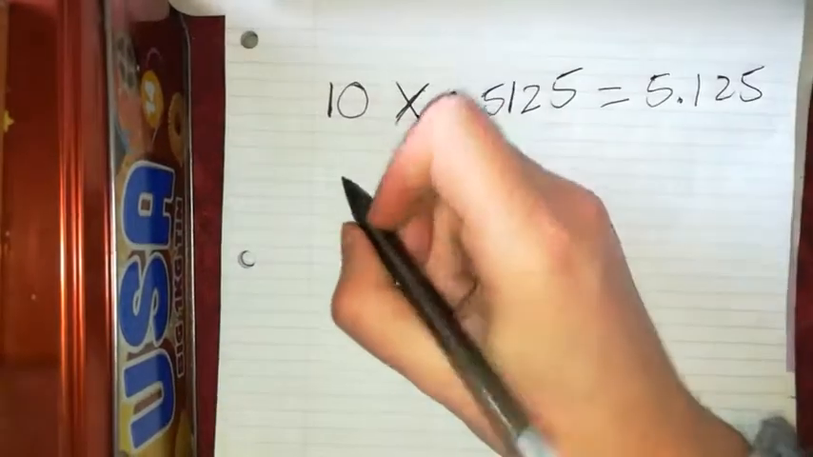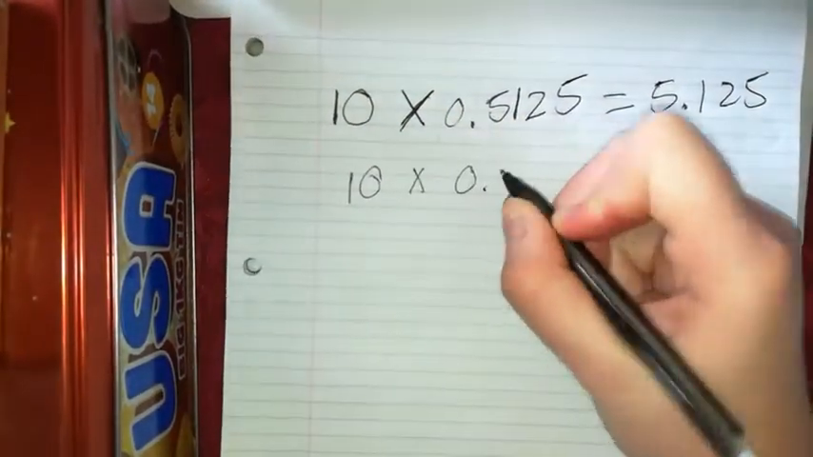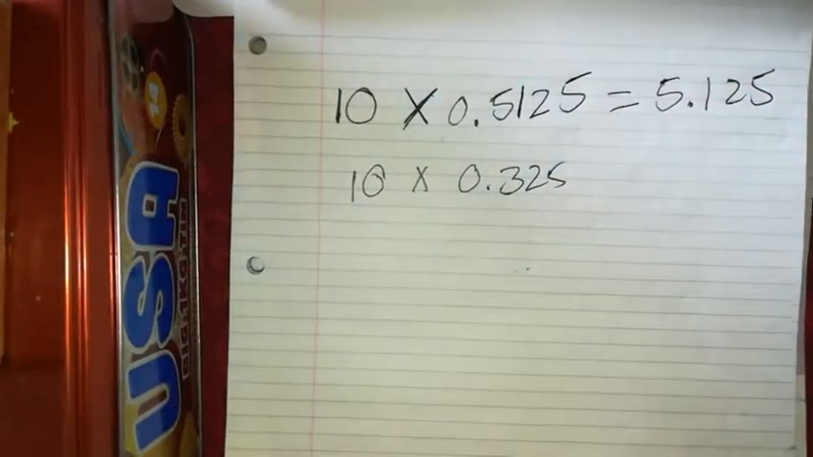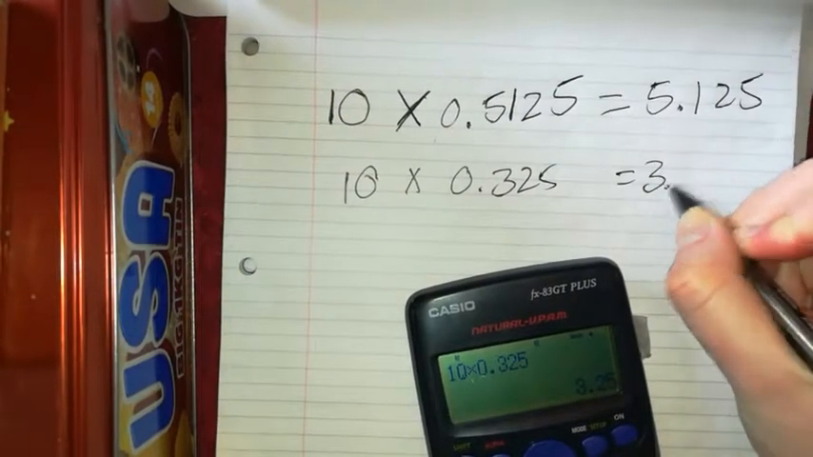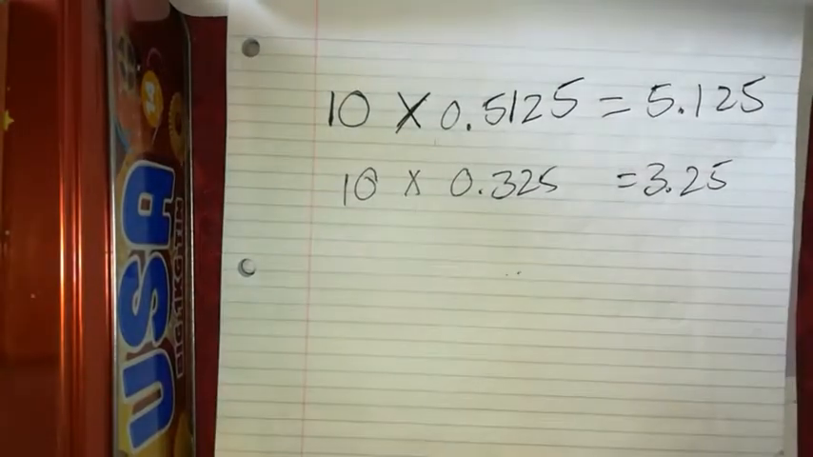And say if I tried 10 multiplied by 0.325, do I get a whole number? 10 by 0.325, and I don't get a whole number either. So it's unlikely that there's 10 discs in the bag.